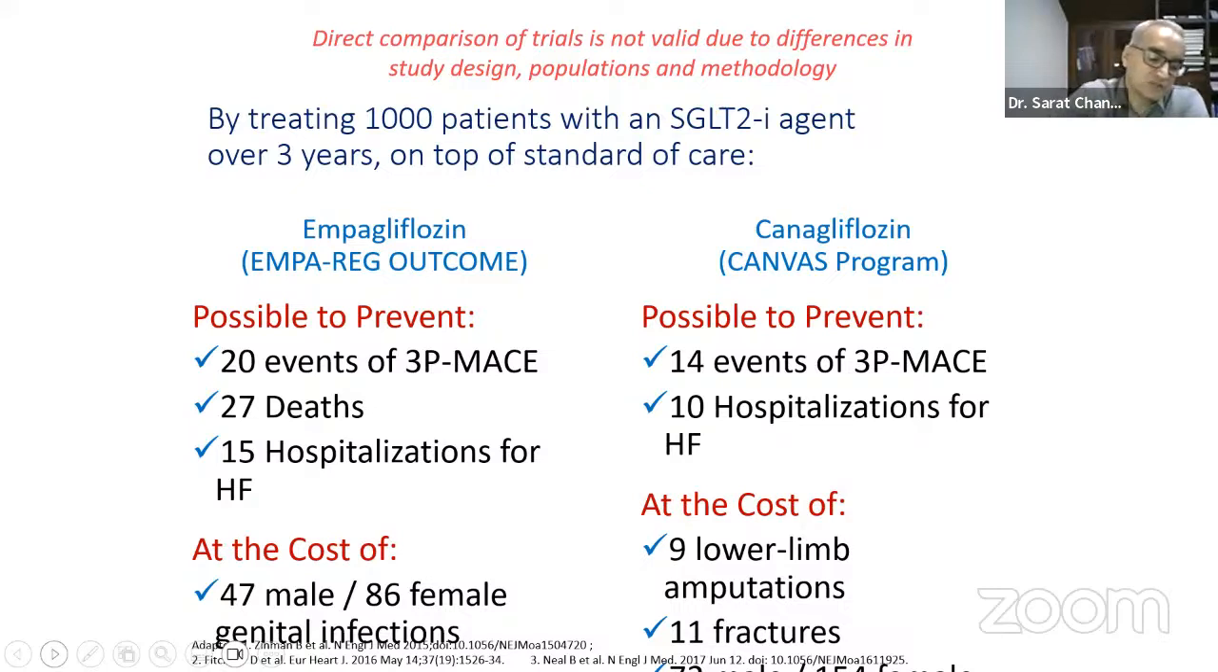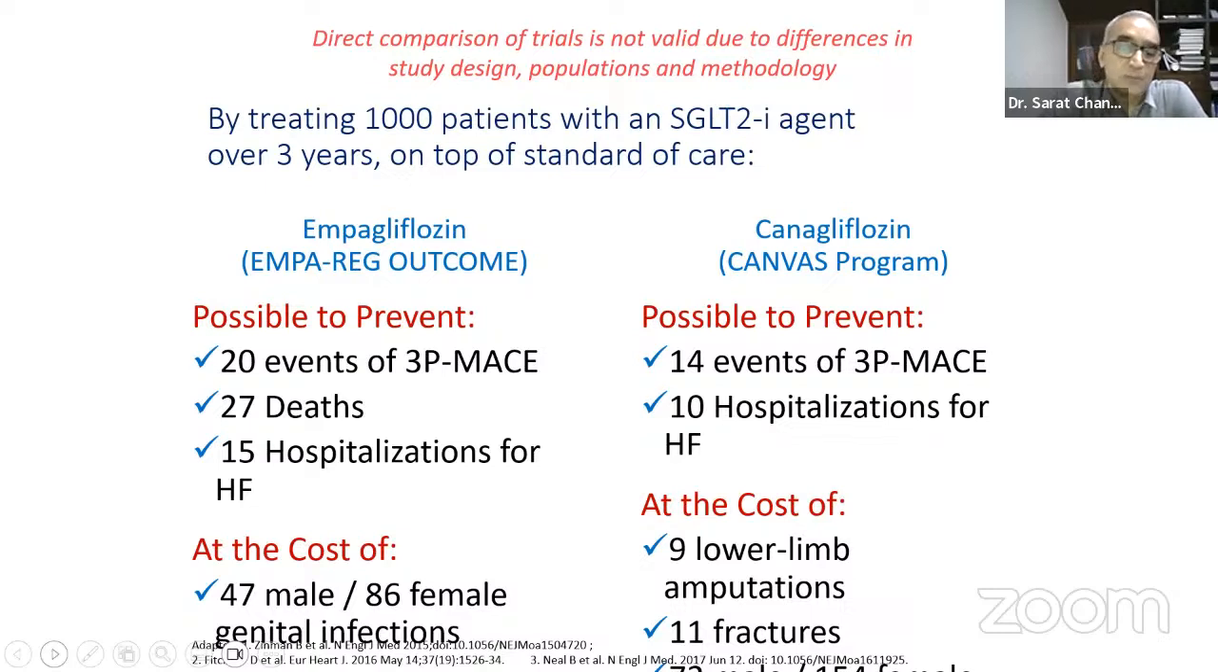Actually, this fear of urinary tract infection is no longer there. We don't really see it. I must have given a very big number of patients an SGLT2 inhibitor. We hardly come across any patients who come and say that I'm having a urinary tract infection.